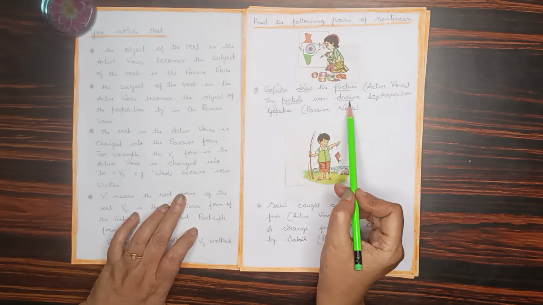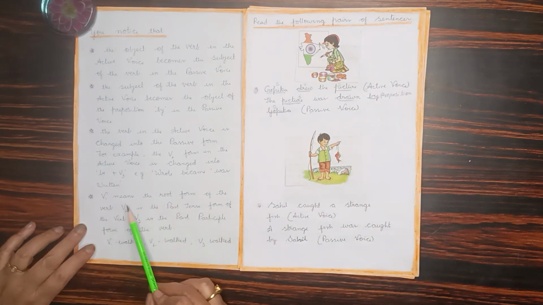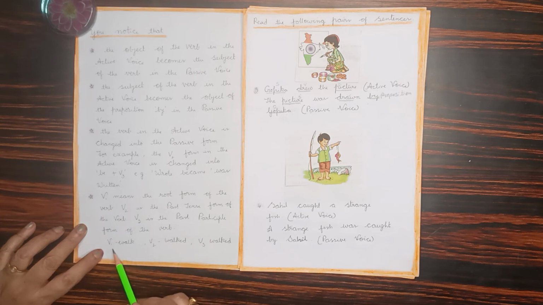became drawn. Next, V1 means the root form of the verb. V2 is the past tense form of the verb. V3 is past participle form of the verb. Example, V1 walk, V2 is walked, V3 is walked.